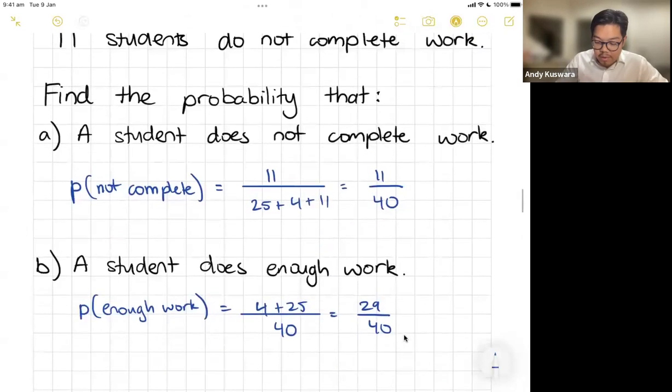Just a little side note: if I wanted to find it as a percentage, you take your fraction and multiply it by 100. But in this case, a fraction is more than good enough for me.